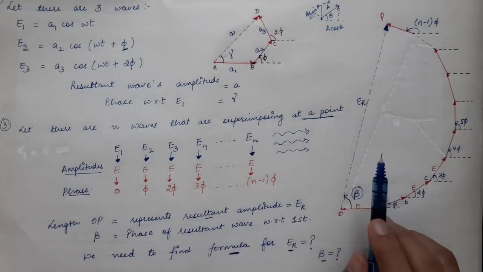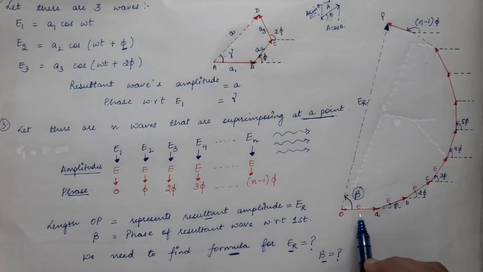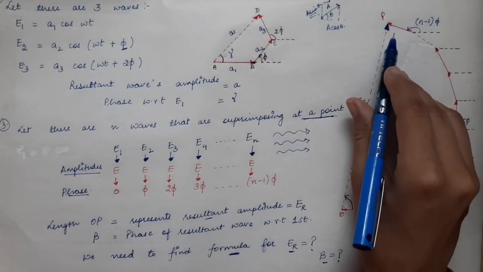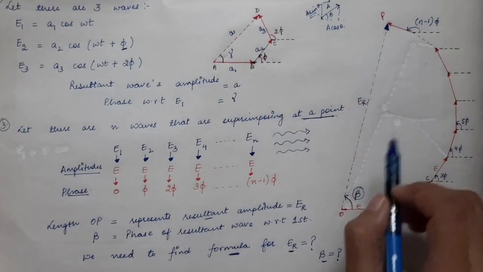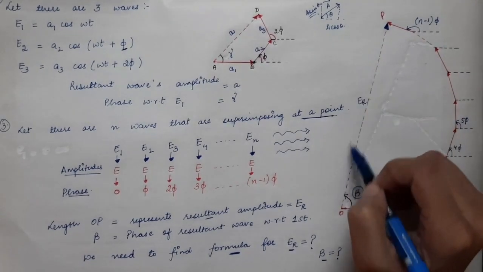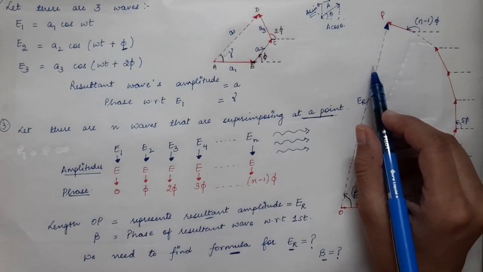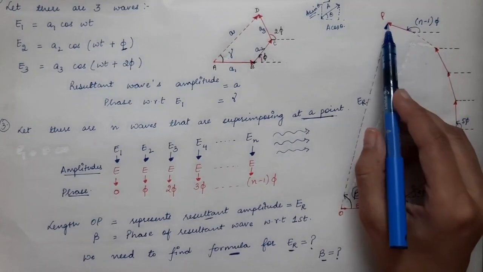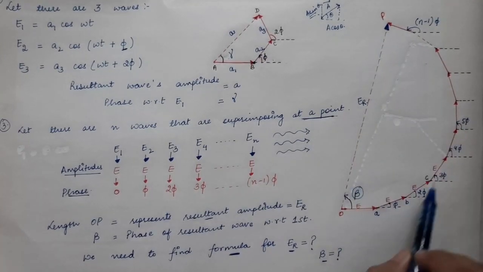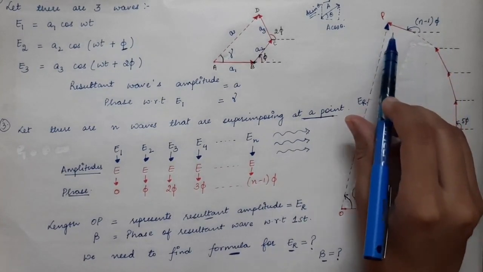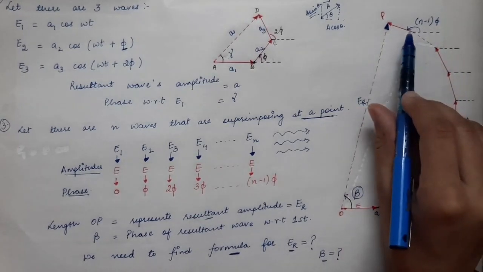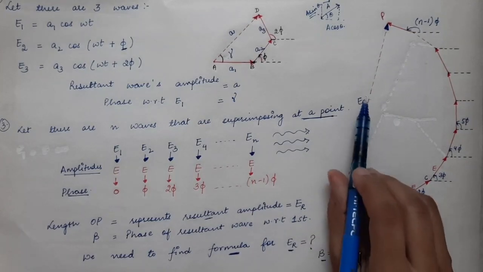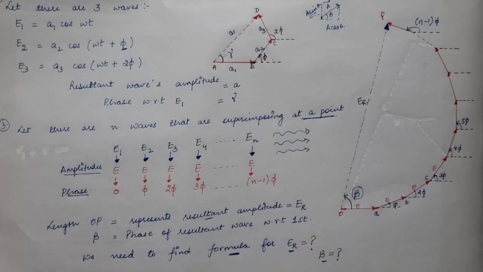So we will get one equation from there. And then we will do the summation of vertical components of all these vectors, and we will equate those summations to the vertical component of this OP vector. So we will find the horizontal component and equate it to the horizontal component of the resultant vector. Then we do the summation of the vertical components, and equate that summation to the vertical component of this resultant vector.